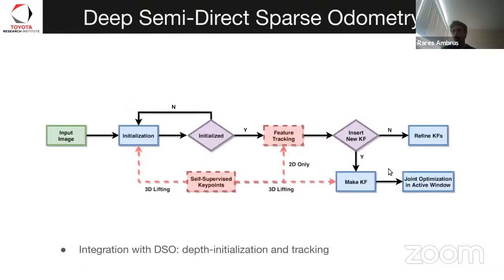And for our final contribution, we demonstrate the usefulness of our method by plugging it into DSO. And so on this slide, we're just showing a high-level outline of the method, and the dashed boxes indicate the components of DSO that we modified. Specifically, we modified the depth initialization of keyframes using our predicted depth, and we also modified the DSO feature tracking to use the features that we estimate using our method.